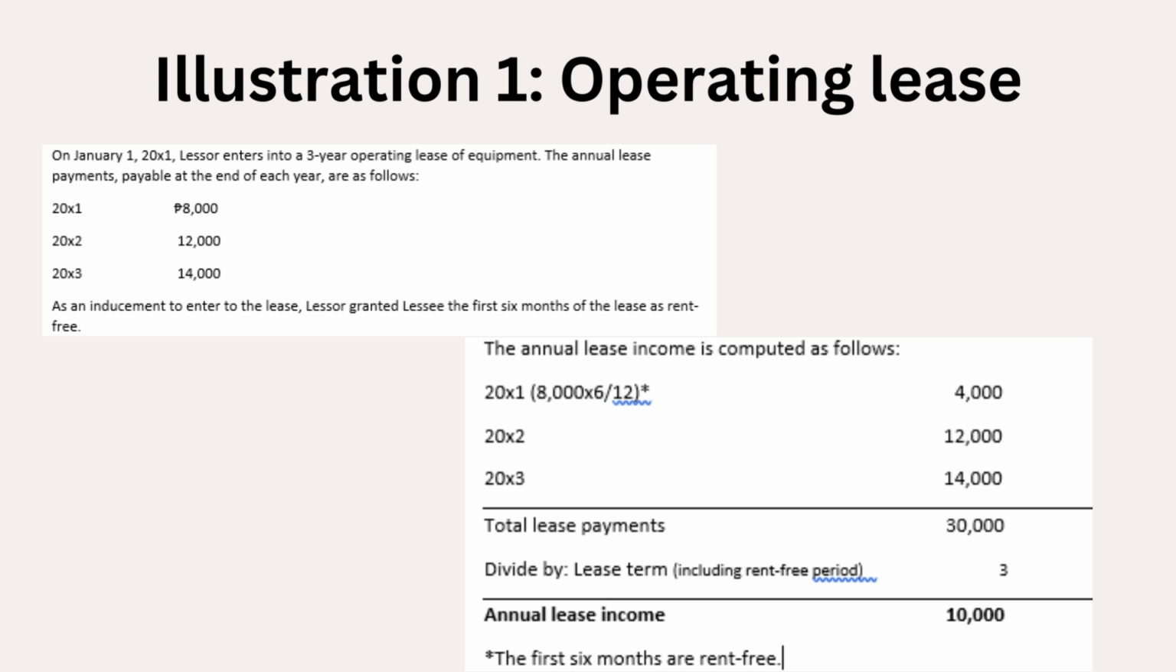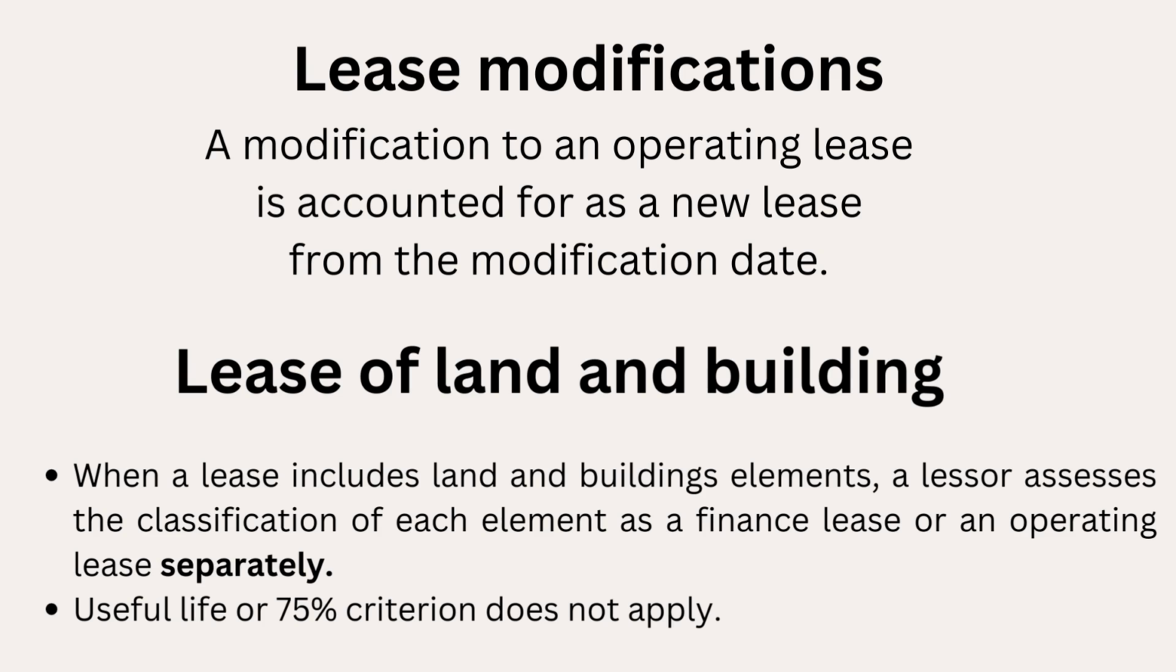The annual lease income is computed as follows. Sa 20X1, yung 8,000, itatimes mo siya sa 6 divide 12. Kaya magiging 4,000. Sa 20X2 naman, ilalagay mo lang din na 12,000. Katulad din ng 20X3 na 14,000. Ang magiging total lease niya ay 30,000. Didivide mo siya sa lease term including the rent-free period. The annual lease income is 10,000. The first 6 months are rent-free.